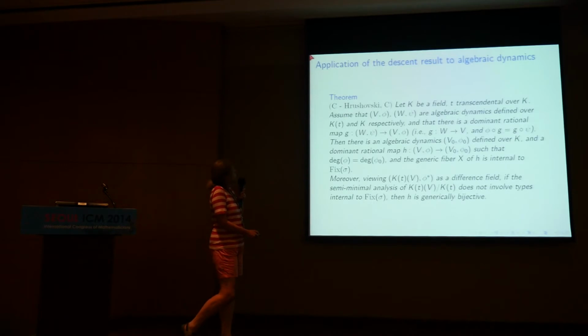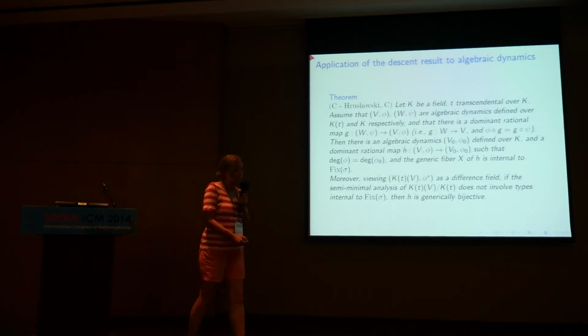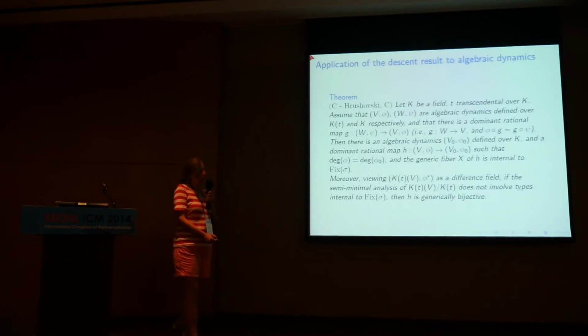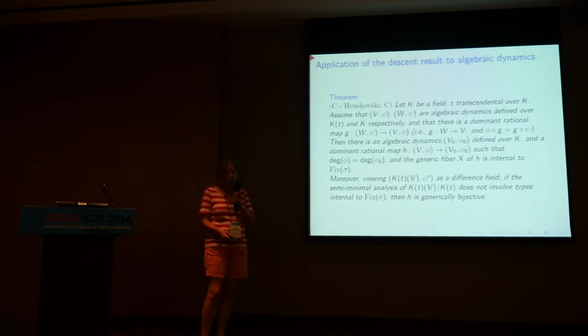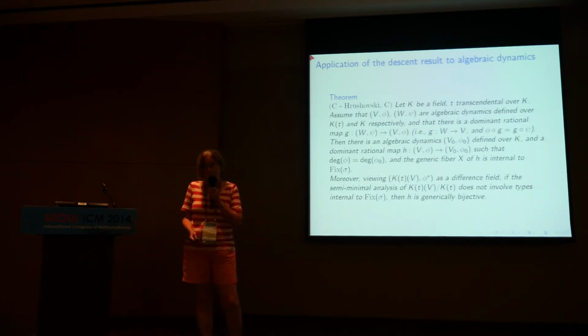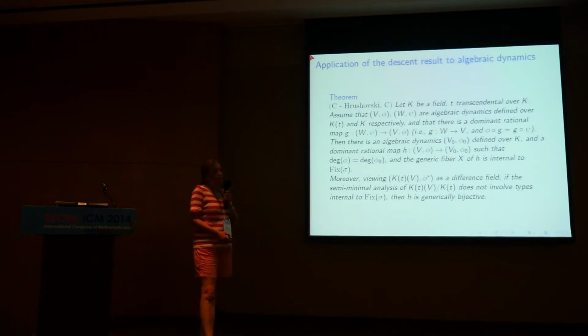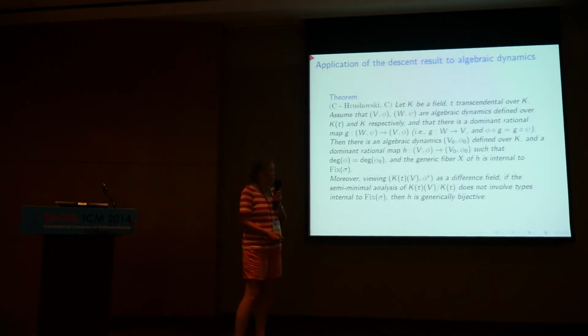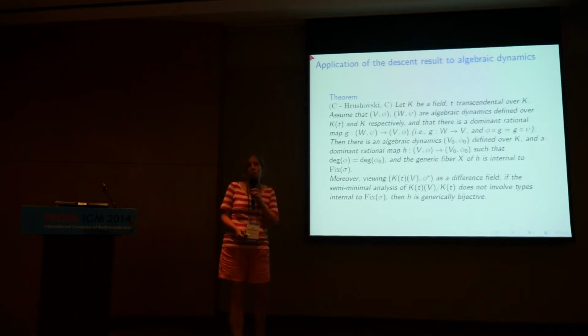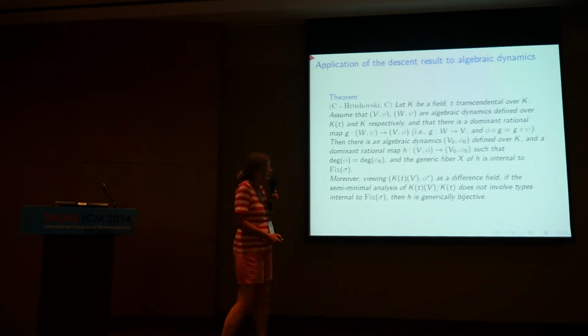Okay, so the result I want to talk about is the following result. It has to do with algebraic dynamics. I was mentioning that you had an algebraic dynamic defined over K, but you could view it as an algebraic dynamics defined over a larger field. Now there is a question of whether, when you have this variety defined over a large field, it is isomorphic to something which is defined over a smaller field.